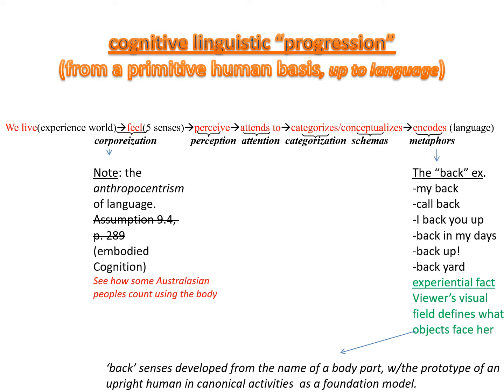Then, using the senses, we perceive, and this is the stage of perception. We perceive those stimuli, visual, acoustic, tactile, etc. And then we receive a lot of stimuli, thousands of stimuli, and we attend to just some of them.